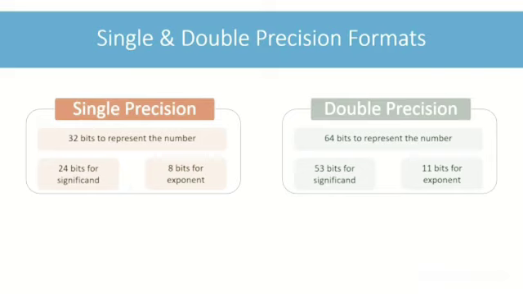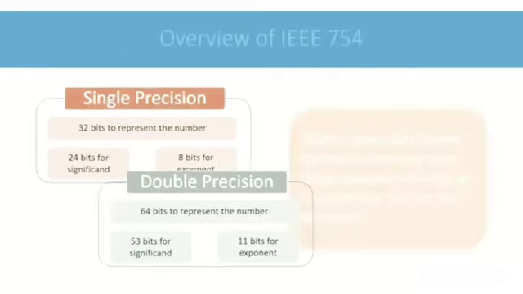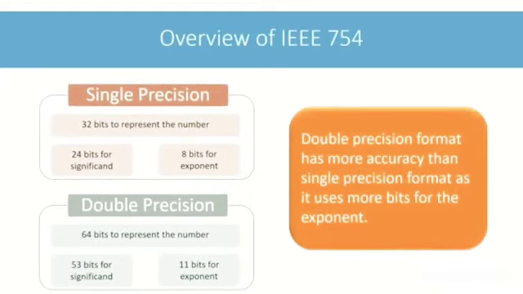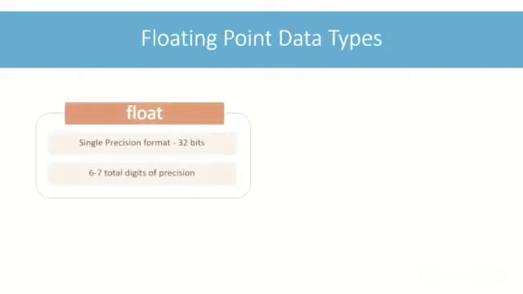The key takeaway about single and double precision format is this. Double precision format stores fractional numbers at higher accuracy than single precision format, as more bits are used for the exponent compared to single precision. With this much context set around precision of floating point numbers, let's look into float and double. The float data type stores a number in single precision format. It has a size of 32 bits given it stores the number in single precision. Float is useful when you need to store a fractional number with around 6 to 7 total digits of precision.